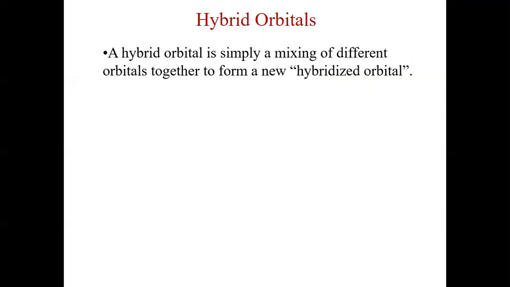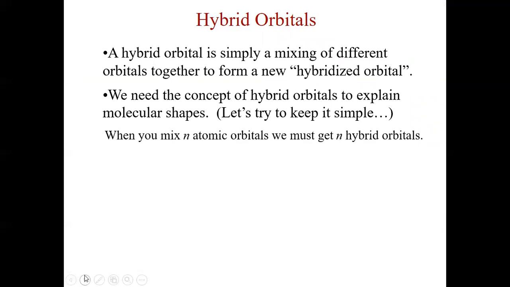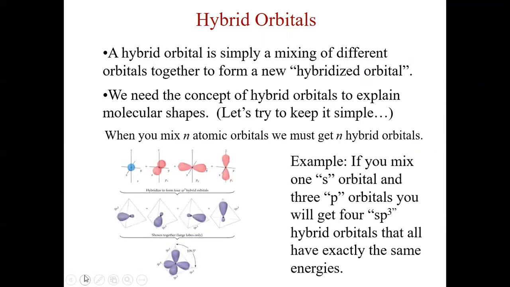So a hybrid orbital is simply a mixing of different orbitals together to form a hybridized orbital. We need the concept of hybrid orbitals in order to explain the molecular shapes. So this is where we're going to keep it simple. When you mix a certain number, that's what your N is, of atomic orbitals, you're going to get that same number of hybrid orbitals.